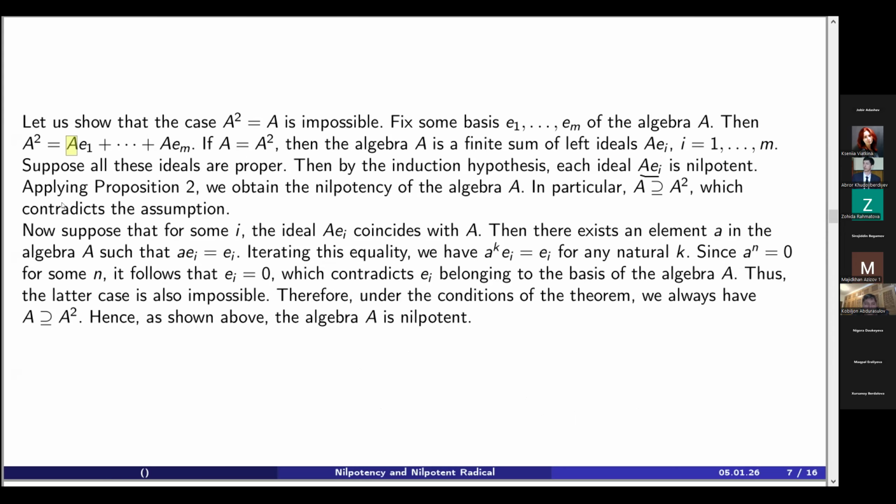What does it mean proper? That A e_i is not equal to A.